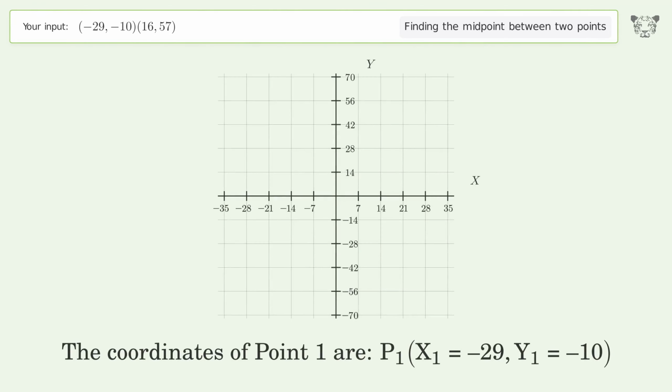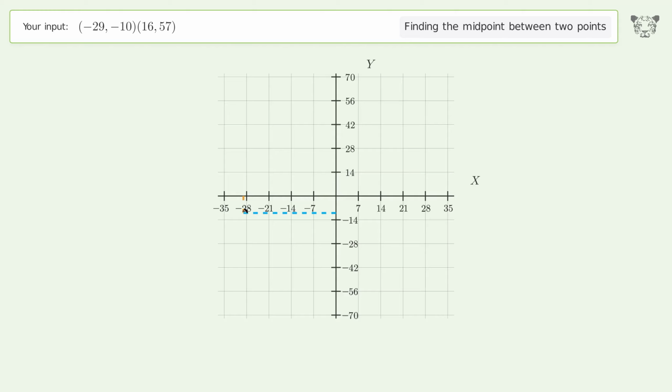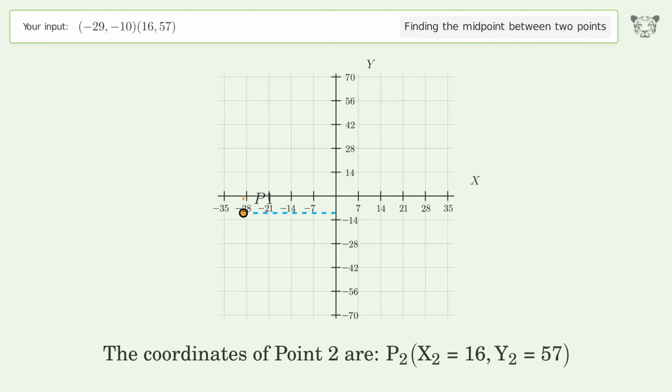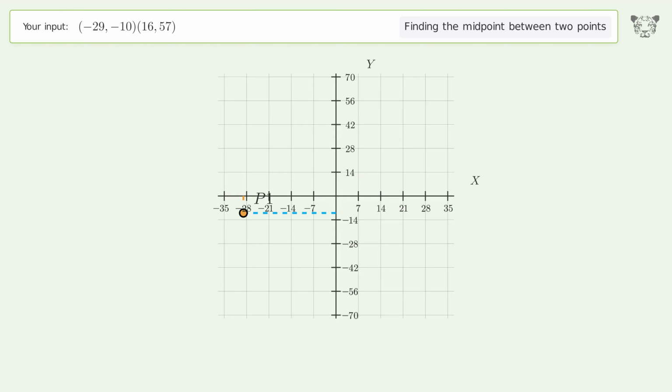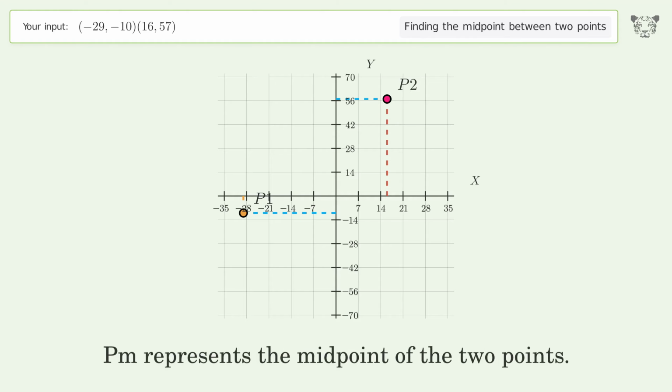The coordinates of point 1 are, x1 equals negative 29, y1 equals negative 10. The coordinates of point 2 are, x2 equals 16, y2 equals 57. PM represents the midpoint of the 2 points.